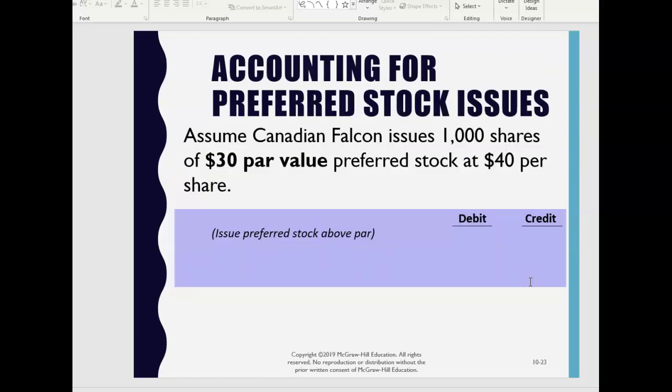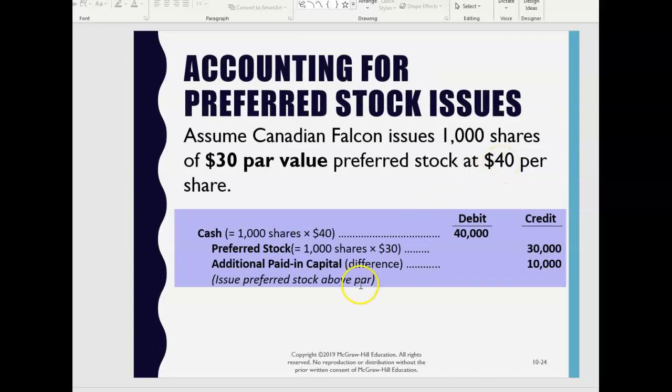Let's do the accounting for the preferred stock. It is just the same as it was for the common stock. Here's 1,000 shares of $30 par value preferred stock, and we're issuing it at $40. So when we issue it at $40, we're going to get $40,000 of cash. The preferred stock would be the 1,000 times the par value, and the additional paid in capital is the market value above the par value.